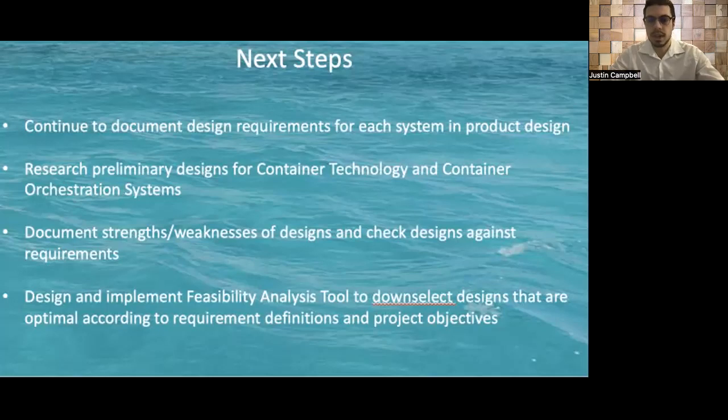Thirdly, once these preliminary designs have been set aside, strengths and weaknesses of these designs will be documented, and the designs will be checked against requirements. And then from here, a feasibility analysis tool will be developed to down select a design for both the container technology and container orchestration system that is optimal according to the most critical requirements and desirable project objectives. This will also be accompanied by a decision matrix and trade-off schematics to weigh conflicting attributes of the designs.